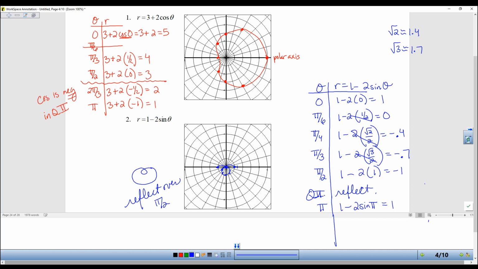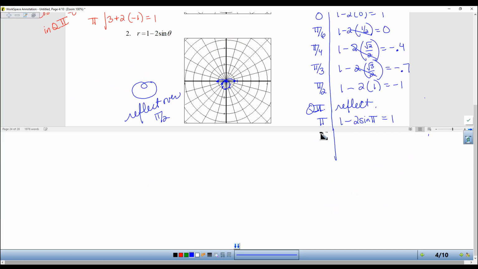All right, let's do quadrant 3. So in quadrant 3, I'm going to go to 7 pi 6, which is 1 minus 2 times negative 1/2. Sine is negative. You thought all this was over, didn't you? Back in chapter 5 or something. But you still have to know it. So in quadrant 3, sine is negative. So you still cancel, 1 plus 1, which is 2. So at 7 pi 6, it's going to be 2.